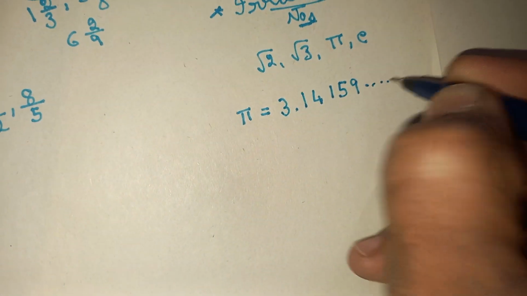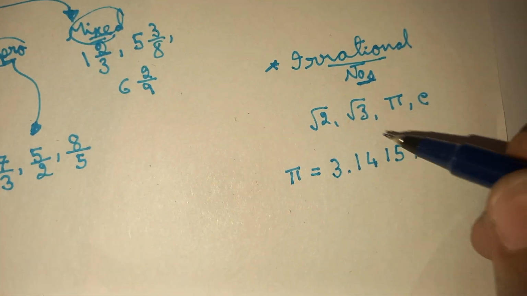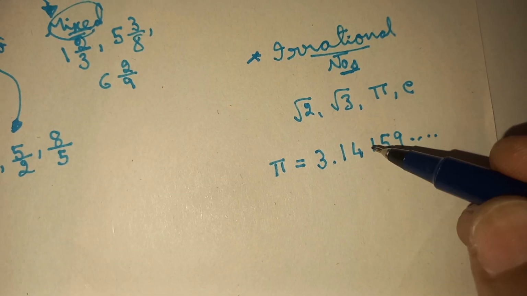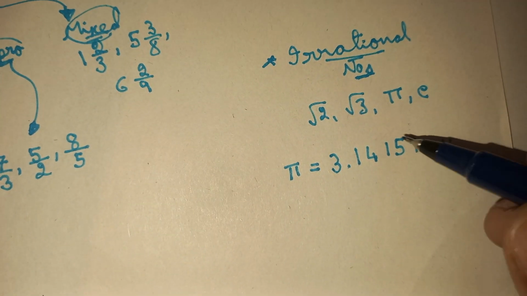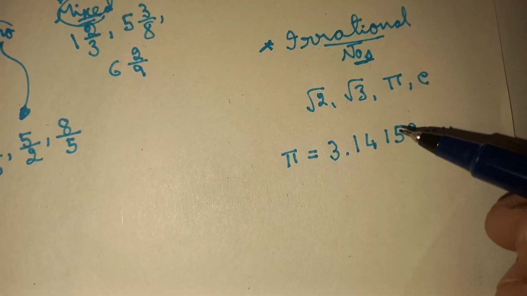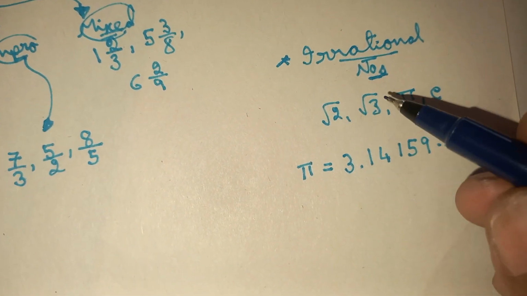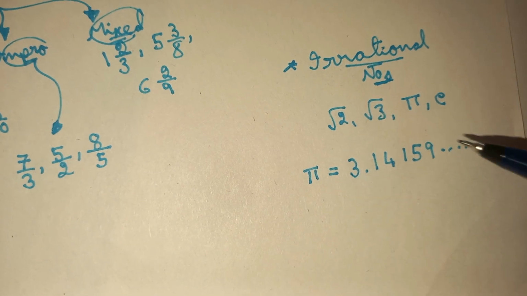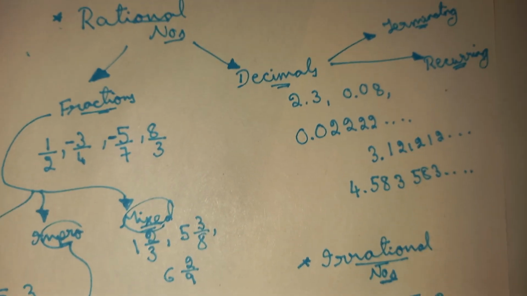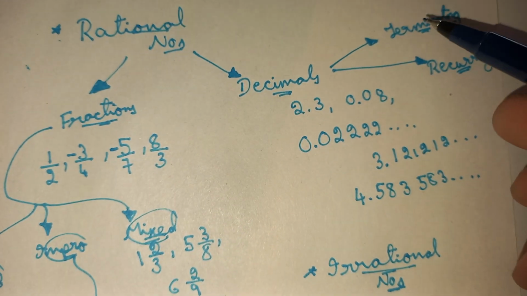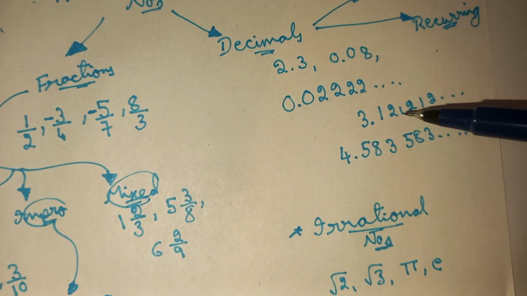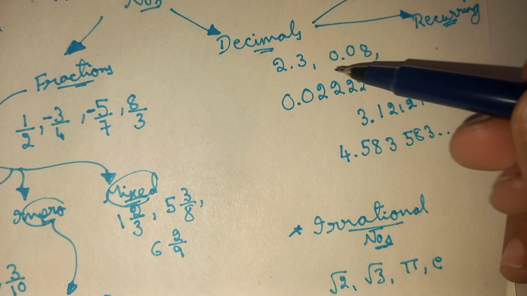3.14159, like this it keeps on continuing, but it doesn't have any pattern. Even after 1000 digits, there is no pattern. Randomly different numbers you keep on getting when you expand pi. Even when you expand root 2 or root 3, these are all known as irrational numbers. They are non-recurring and non-terminating. They won't terminate or repeat with a specific pattern.